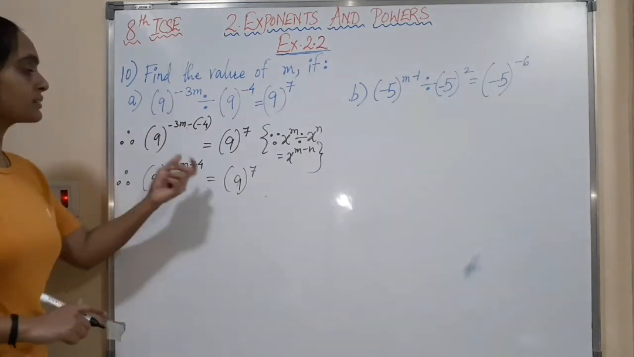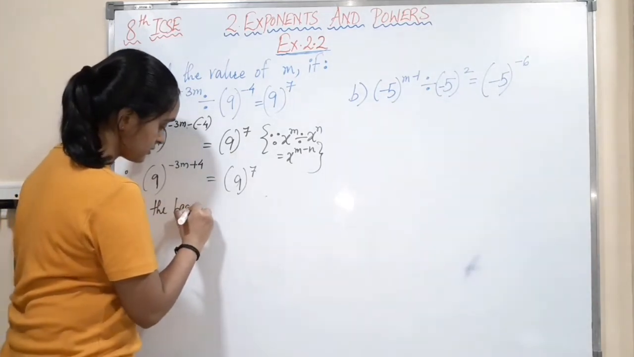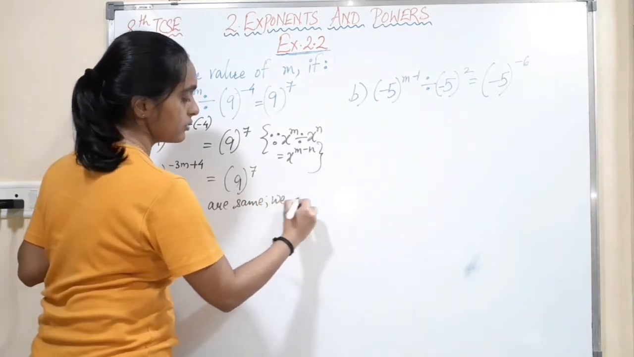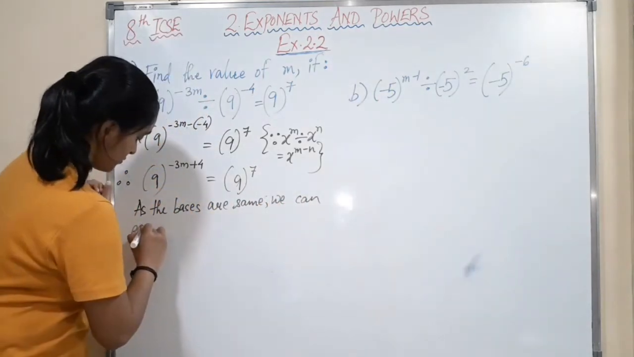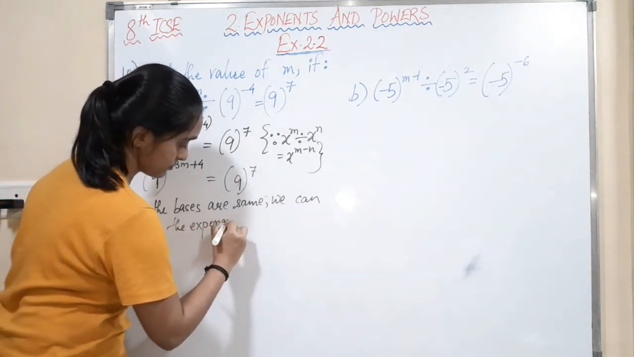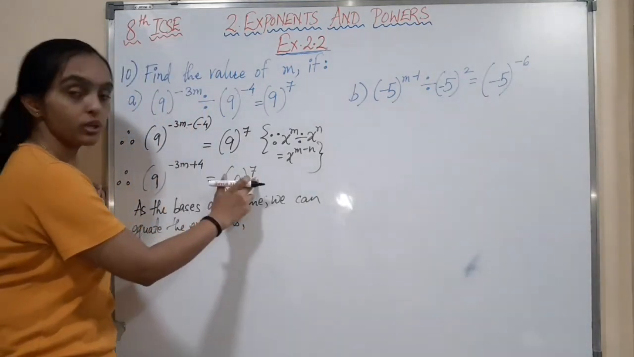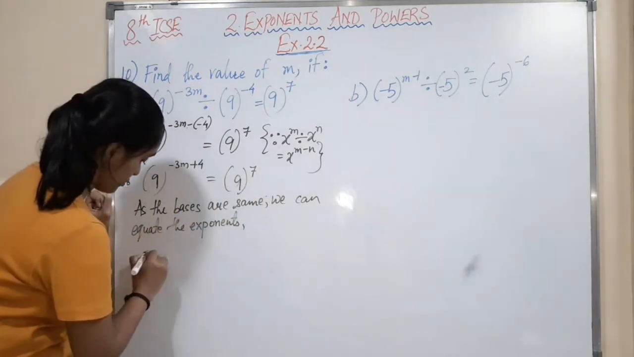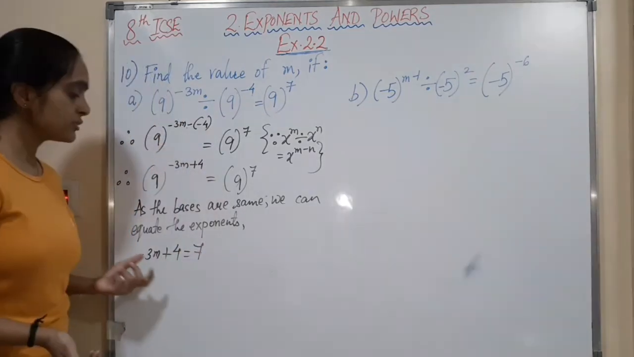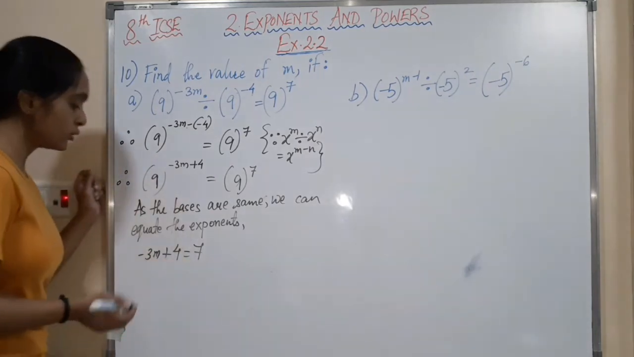As the bases are the same now, we can equate the exponents. So you will get minus 3m plus 4 equals 7. Now this became just a linear equation, so we will solve this to get the value of m.